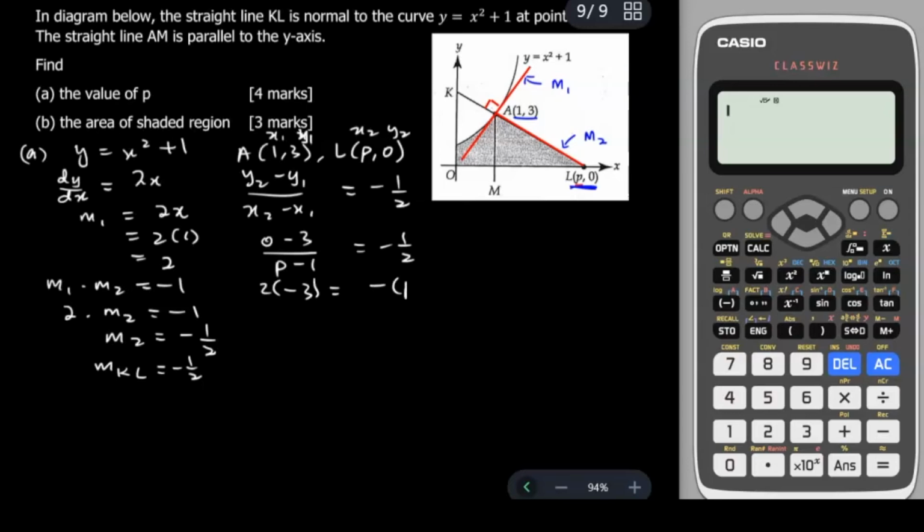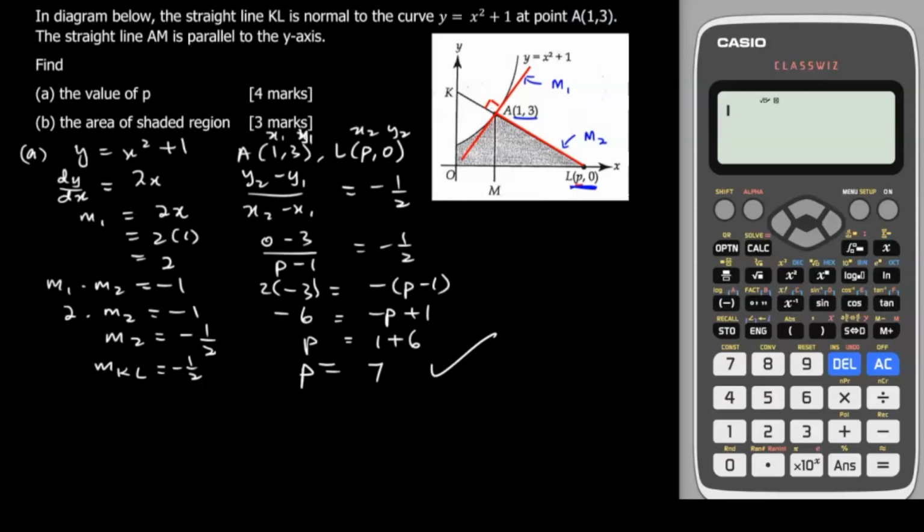So negative p minus 1. So it becomes -6 equals to -p plus 1. So p, bring over, so 1 plus 6 equals to 7. So now we have gotten our answer. P is 7, and this is 4 marks.